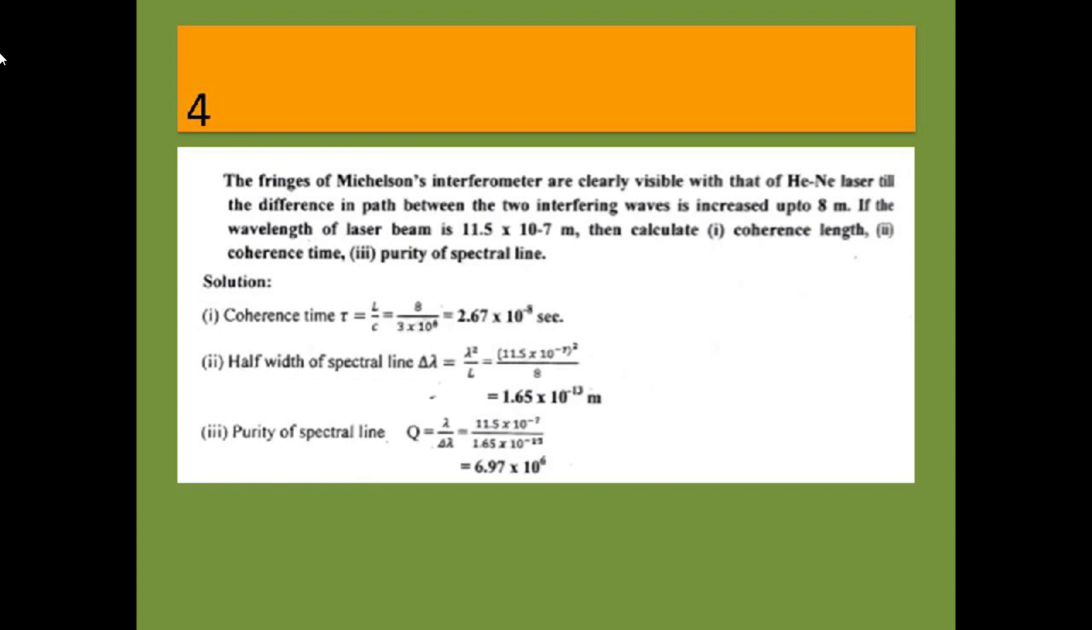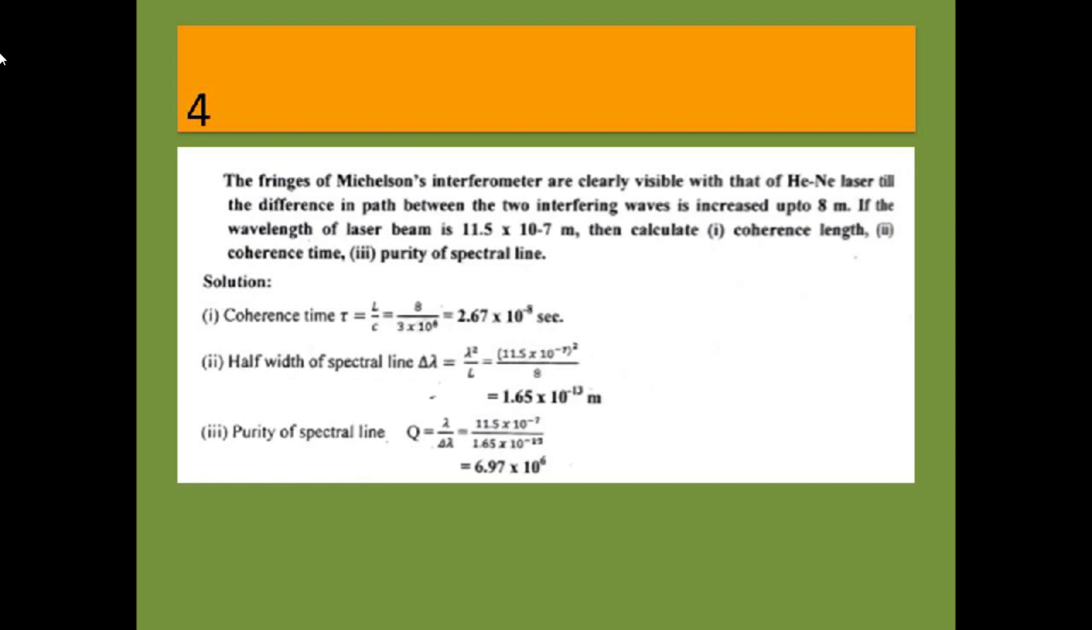Then we need to find the half width of spectral line. Del lambda is equal to lambda square upon L, where lambda is given 11.5 into 10 to the power minus 7 meter. It is already given in meters, so there is no need to change into SI system. Divided by length is 8, and half width of the spectral line we will get as 1.65 into 10 to the minus 3 meters when we solve.